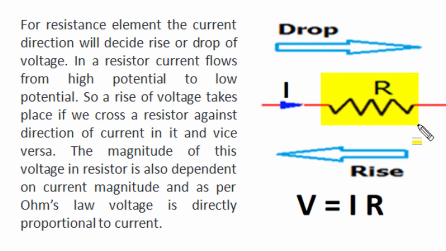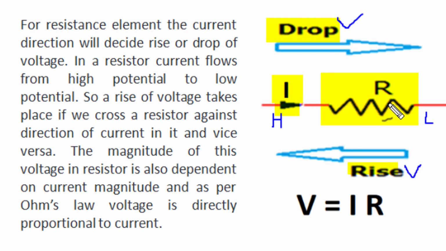Whereas in a resistance element, voltage rise or voltage drop calculation all depends upon direction and magnitude of current passing through the resistance. In a resistive element, current direction is from high potential to low potential. So as per current direction, the two ends of resistance can be termed as high potential terminal and low potential terminal. And if our travel direction is along the direction of current, that means we are moving from high potential to low potential, a voltage drop will take place across the resistance, and in the vice versa condition, when our travel movement is against the direction of current, we are moving from low potential to high potential, and a voltage rise will take place.